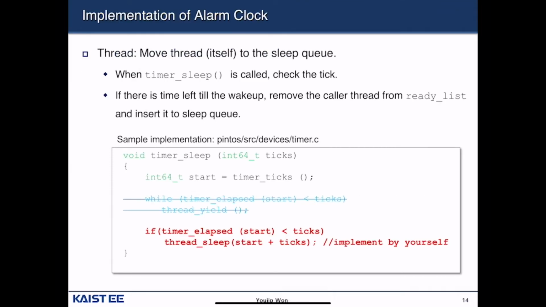And this is the actual implementation of the code. In timer sleep, instead of putting itself in a while loop for busy waiting, if there is still time left before it has to wake up, it puts itself to sleep by calling thread_sleep, and it passes the alarm time it needs to wake up as start plus ticks.